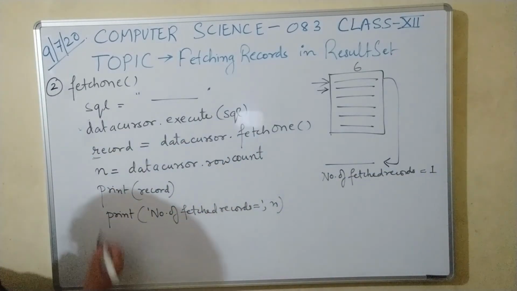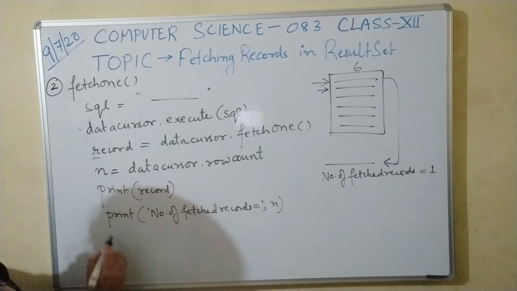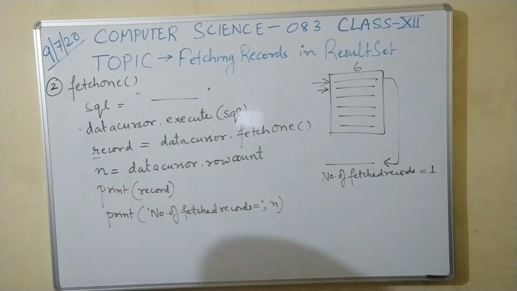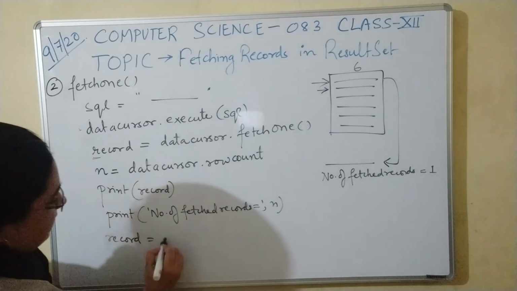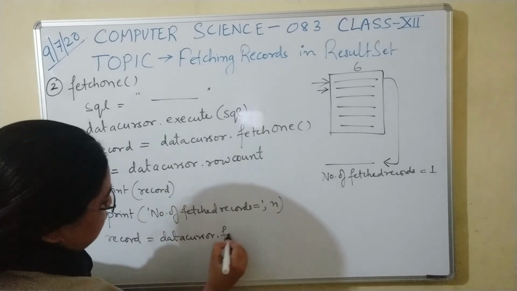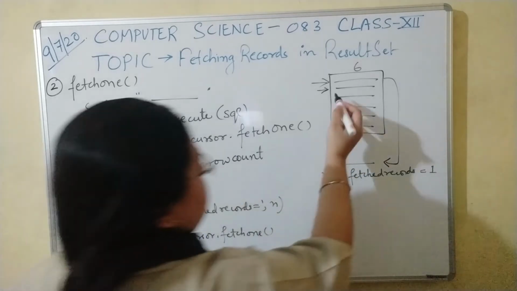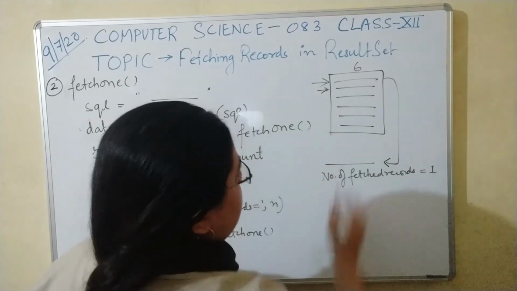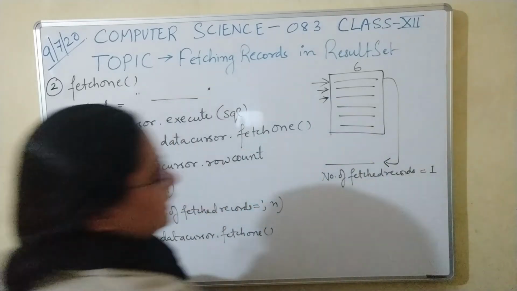Again you execute this statement. You can provide it as a part of a loop also, or if you simply type record equals data cursor dot fetchone, it is going to now fetch the second record and the pointer will be set at the beginning of the third record.